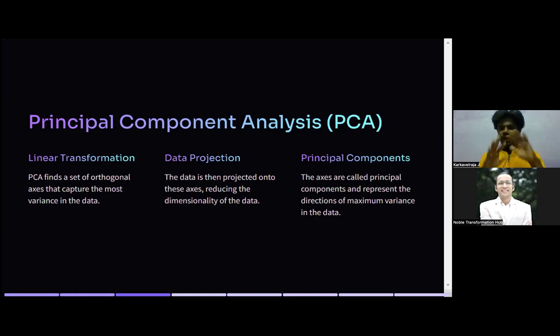Like, consider we have 1000 dimensions, and what PCA does is it tries to project the data into only 10 dimensions and checks whether those 10 axes cover all the data which is covered by the 1000 features. Then principal components: the axes are called principal components and represent the direction of maximum variance in the data. That's it.